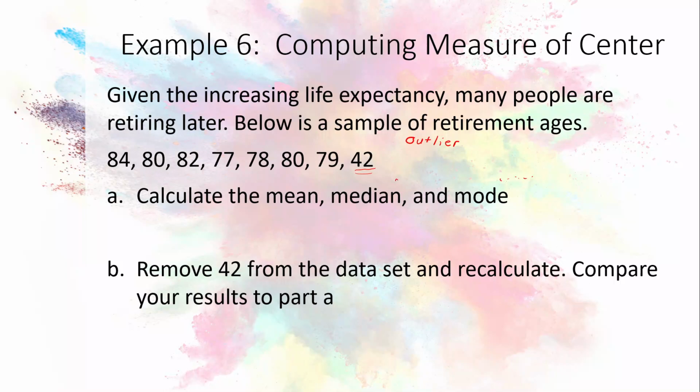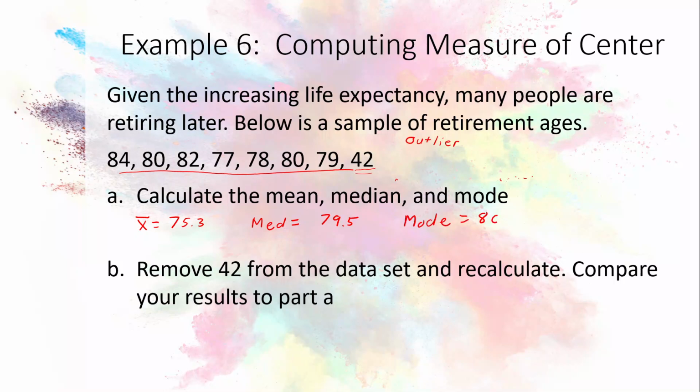So we want to calculate the mean, median, and mode, and I'm just going to go ahead and throw those numbers out for you. So for this particular data set right here, the mean happens to be 75.3. Okay, the median happens to be equal to 79.5, and then the mode happens to be equal to 80.